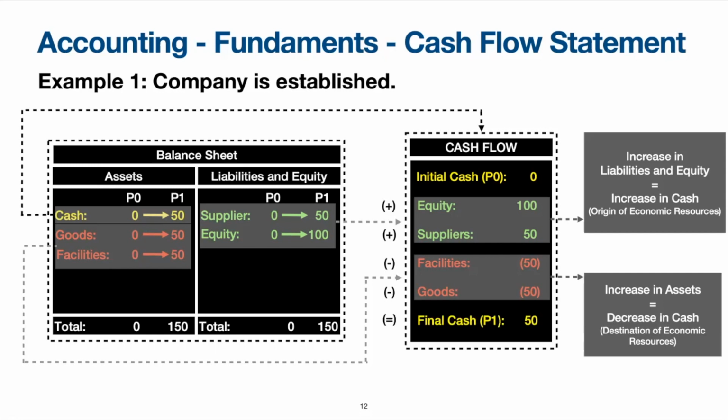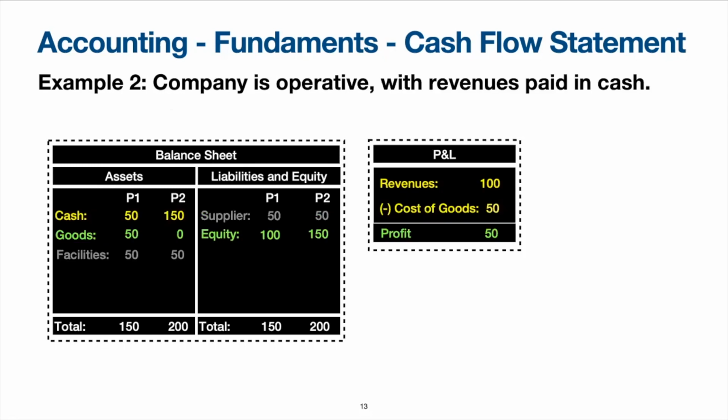This is how a cash flow works. Let's have another example. Now let's use the same example as before, but we are starting from period 1. And now the company is already operative with revenues paid in cash. So our customers are receiving the goods, they are paying it in cash. Now our cash position is moving from 50 to 150.